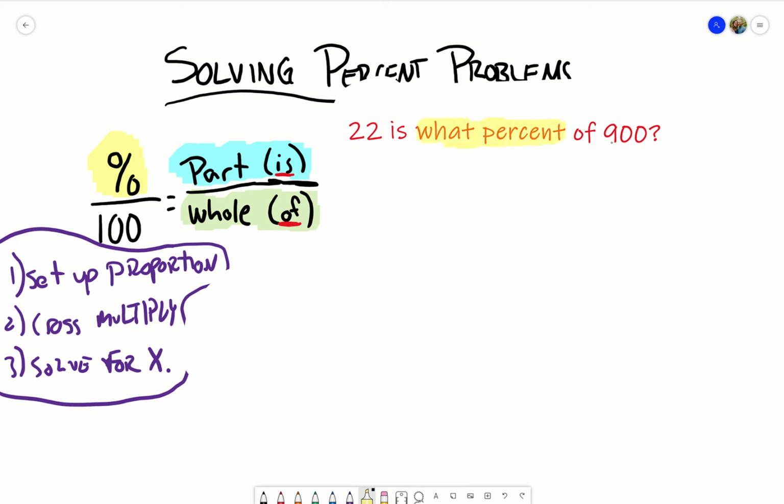I'll even do a little bit of highlighting for you to see if that is helpful in setting up your proportion and solving this equation out. All right, solve this. Let me know what your answer is.